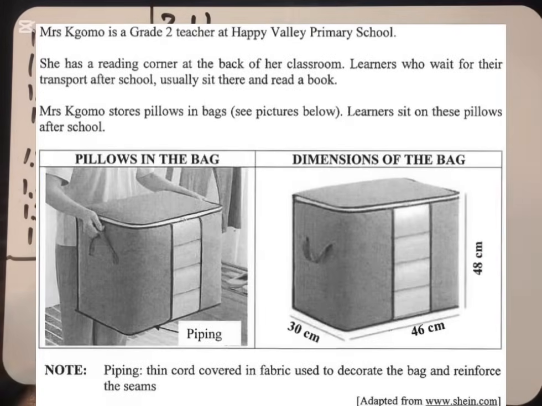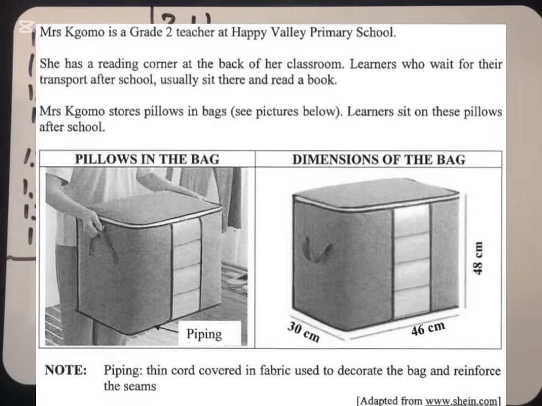3.1.1. It says, Miss Homo is a grade 2 teacher at Happy Valley Primary School. She has a reading corner at the back of her classroom. Learners who wait for their transport after school usually sit there and read a book. Miss Homo stores pillows in bags. See the picture below. Learners sit on these pillows after school. So we can see the pillows in the bag.